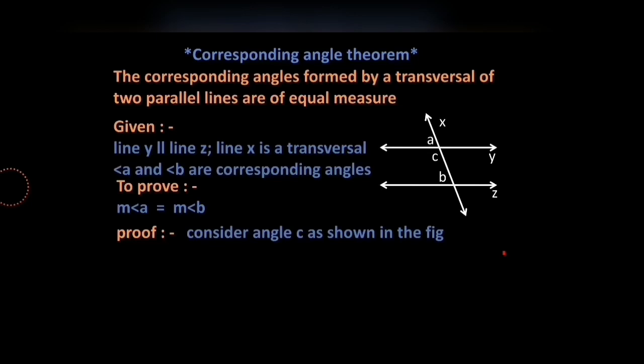Now, if you observe the diagram, B and C are interior angles and A and C are a linear pair. So what can we do? We can write angle A and angle C. If we add them, the sum will be 180 because they are a linear pair and linear pairs are always supplementary.